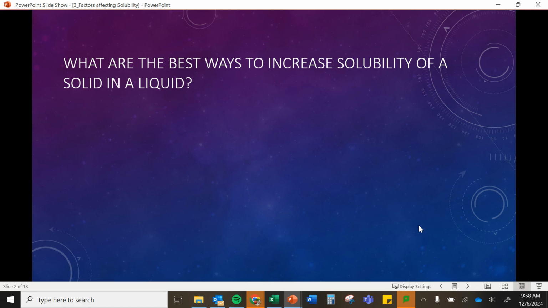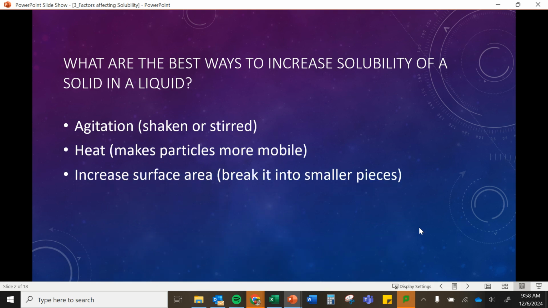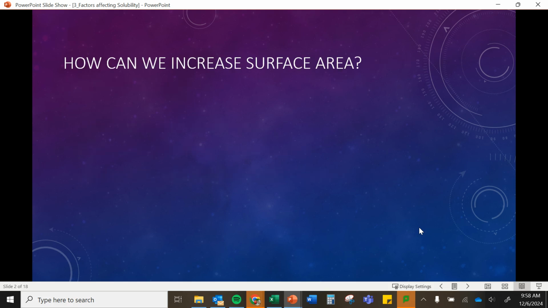Okay, so from last class, remember we did those experiments, and it's all getting at the idea of what are the best ways to increase the solubility of a solid in a liquid. Okay, so there's three ways we can do that. We can do agitation, so shaking or stirring something. We can heat it up, making the particles more mobile and moving faster. And we can increase the surface area, meaning we're going to break it into smaller pieces. Okay, so we're going to look at these right now.